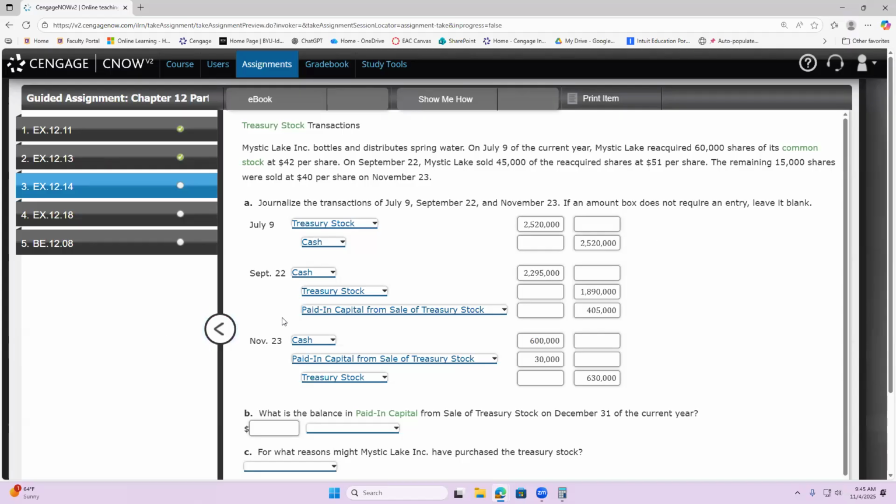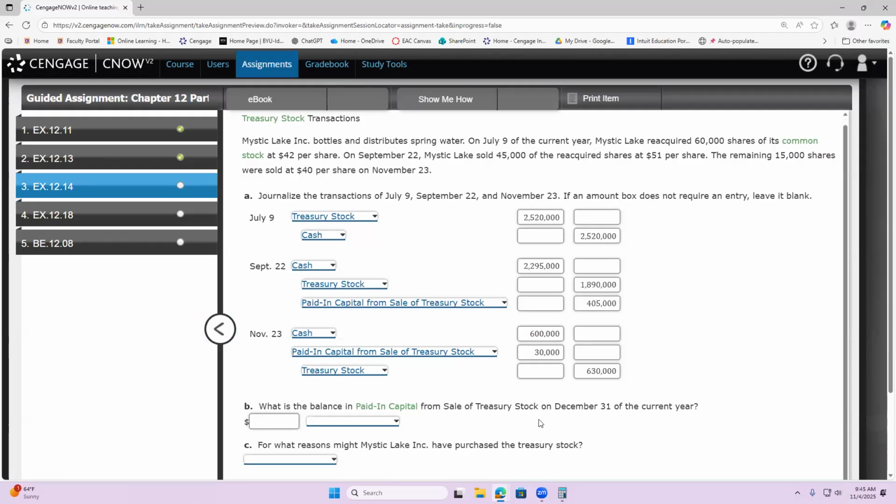All right. So now what's the balance of the paid in capital from sale of treasury stock on December 31st? Well, up here, we had a credit of 405,000. Here we have a debit of 30,000. So 405,000 minus 30,000 is we're going to have a $375,000 credit balance in that account. Does that make sense? We did it like a T account. Put the 405 on the right, the 30,000 on the left. Find the balance is going to be 375 on the credit side.